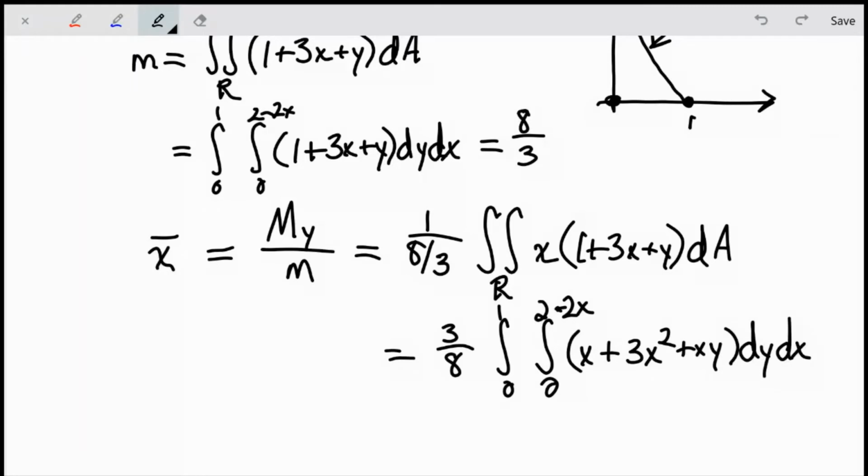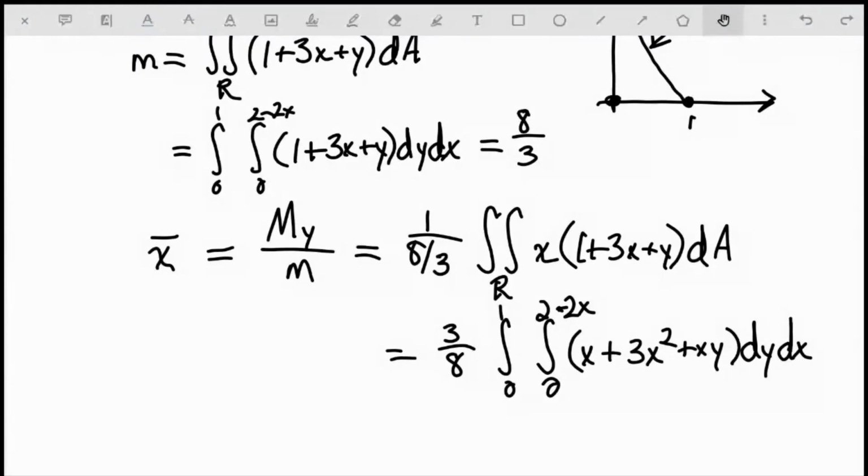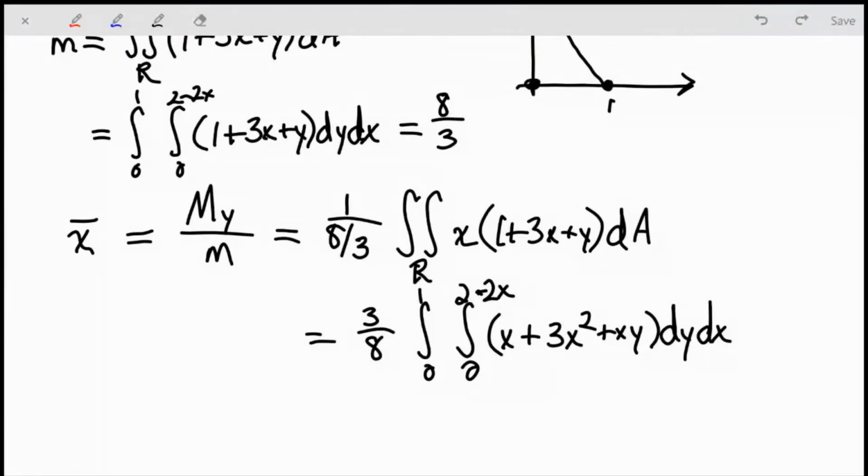Okay, so if you solve that out, it turns out that that double integral is actually exactly equal to 1. And so what I'm going to end up with here for the x center is going to be 3/8.